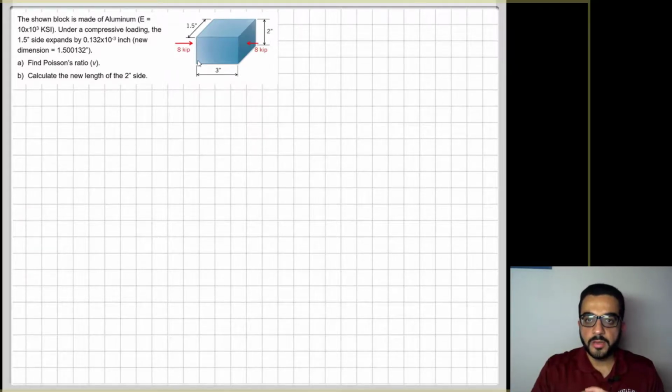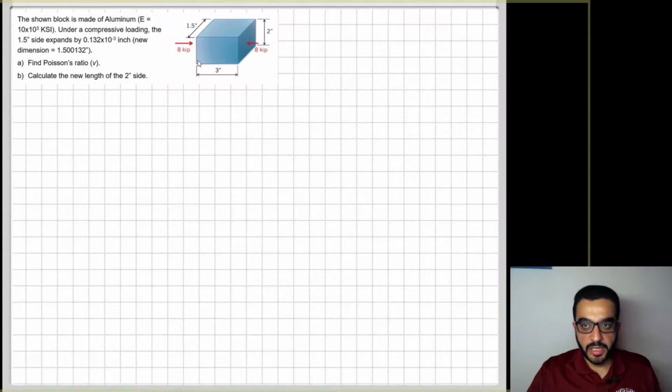will expand, and also the 2 inch will expand. So we measure it, and we found it's expanding by this amount, 0.132 times 10 to the power negative 3 inches, which means the new dimension is just adding this value of expansion to the original length. Now the question asks for finding Poisson's ratio. And part B, calculate the new length of the other lateral dimension, which is 2 inch. So what's given to us?